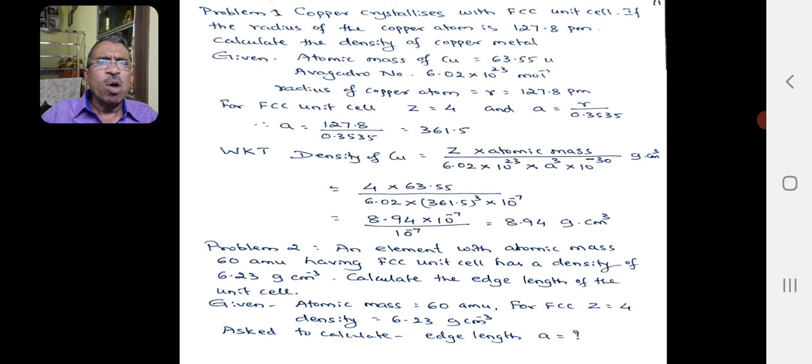Coming to another problem: an element with atomic mass 60 AMU having an FCC unit cell has a density of 6.23 grams per centimeter cube. Calculate the edge length of the unit cell. So what are the given things here? The given atomic mass is 60 AMU. For FCC, Z is equal to 4. Density is given, that is 6.23 grams per centimeter cube, and what is asked is the edge length, that is a.